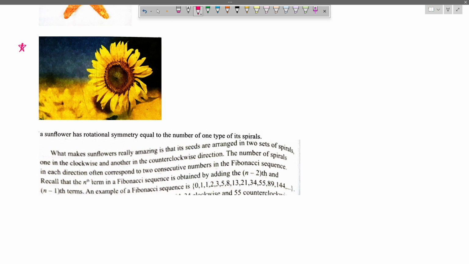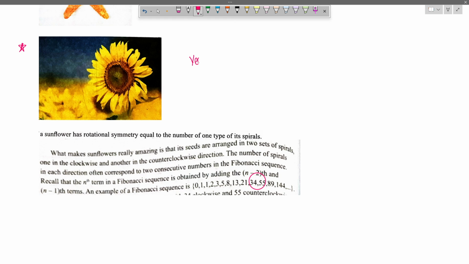If you want to recall what the Fibonacci sequence is, just please search; this was discussed in grade 10. For example, we have these two sets, and they have to be consecutive: 34 and 55. From here, we know that the sunflower has a rotational symmetry equal to the number of one of its spirals.